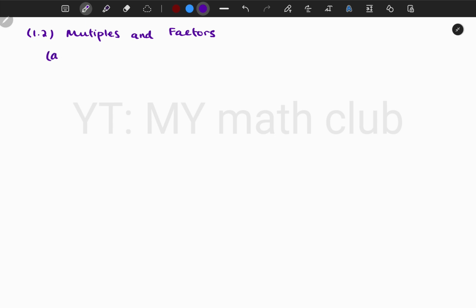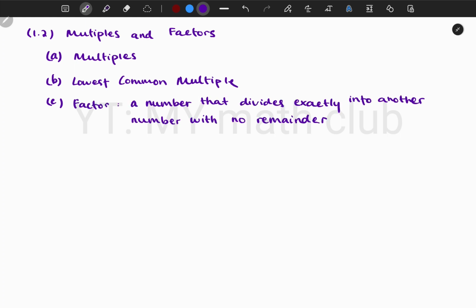Hi, in the previous video you have learned about multiples and lowest common multiples. So to continue on this topic of unit 1.2 multiples and factors, we're going to be talking about factors in this video. So a factor is a number that divides exactly into another number with no remainders.